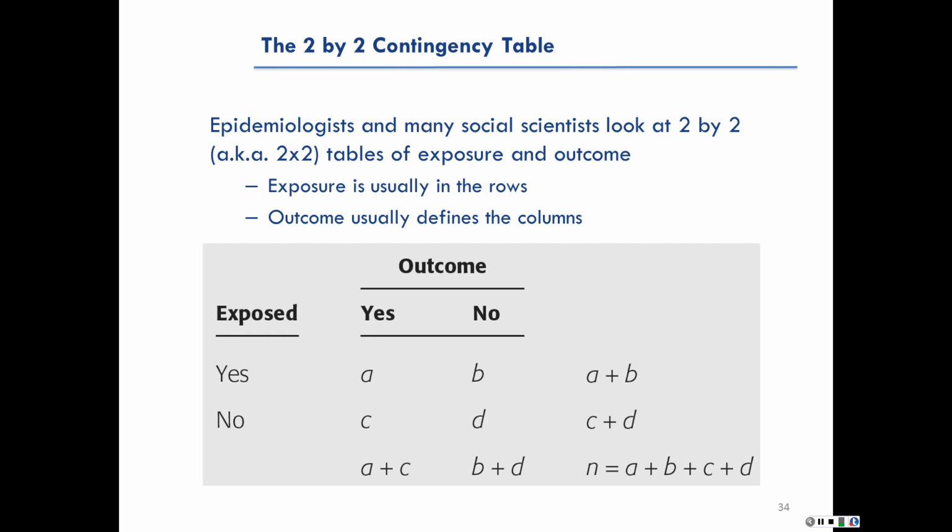And you've seen the contingency table previously in our lecture on probability theory. And so epidemiologists love these 2x2 tables. These 2x2 tables typically list an exposure and an outcome. The exposure is usually listed in the rows, and the outcome usually defines the columns. It's often listed this way, with A being both exposed and experiencing the outcome, B being both exposed and not experiencing the outcome, C being not exposed but experiencing the outcome, and D being not exposed and not experiencing the outcome. And so that's how the table is going to look throughout this lecture.